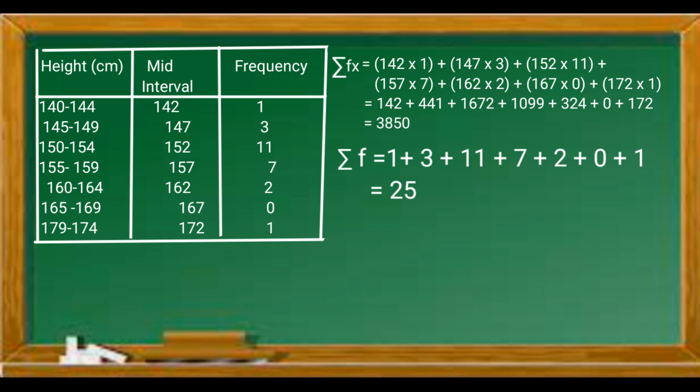Now you calculate the frequency multiplied by the mid-interval. You get 3,850 divided by the sum of the frequency. The sum of the frequency will give you 25. So the mean is 3,850 divided by 25, and you get 154.